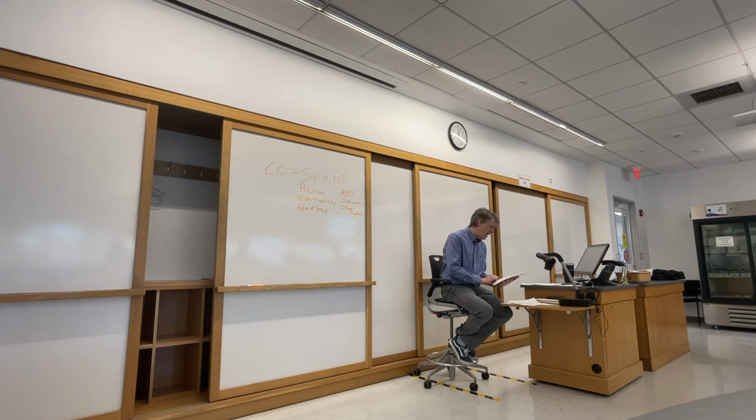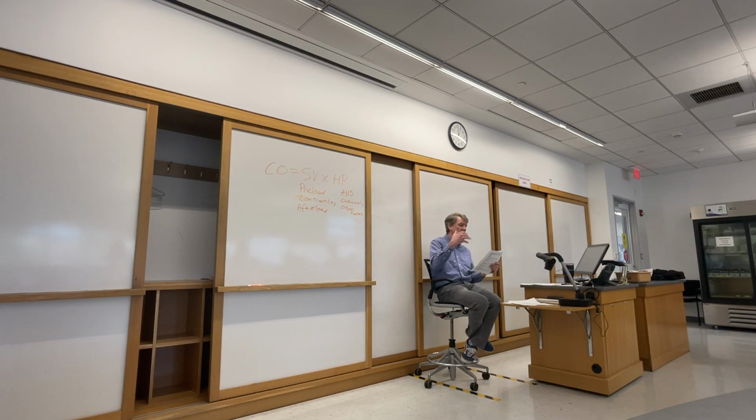All right. Next, coronary artery disease. Coronary artery disease is usually due to atherosclerosis building up in those coronary vessels. It's the leading cause of death in the United States each year.